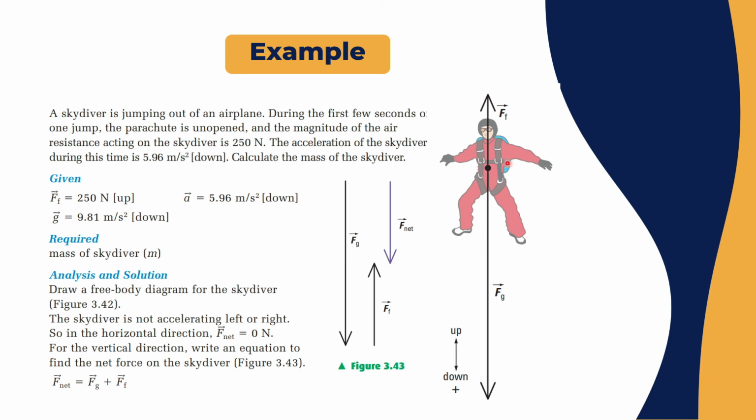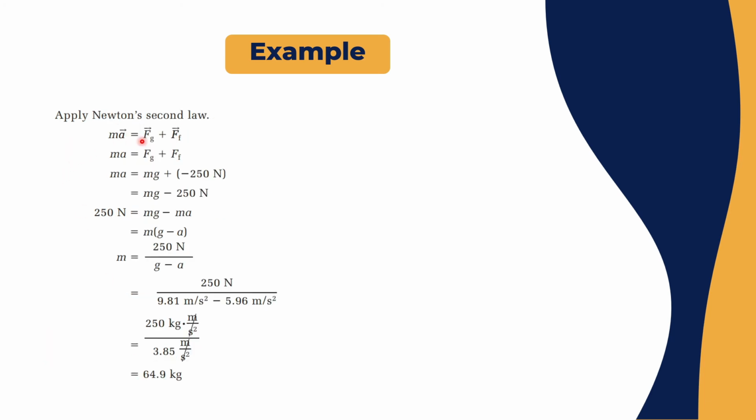Now we draw a free body diagram. That's what we did. Then we know that the skydiver is not going right or left. We are just assuming that here in this example; in reality, he could have. So the F net horizontal is 0. And we know that the F net vertical equals the Fg plus the F friction. Now, if you apply Newton's second law, F net equals Fg plus F friction.